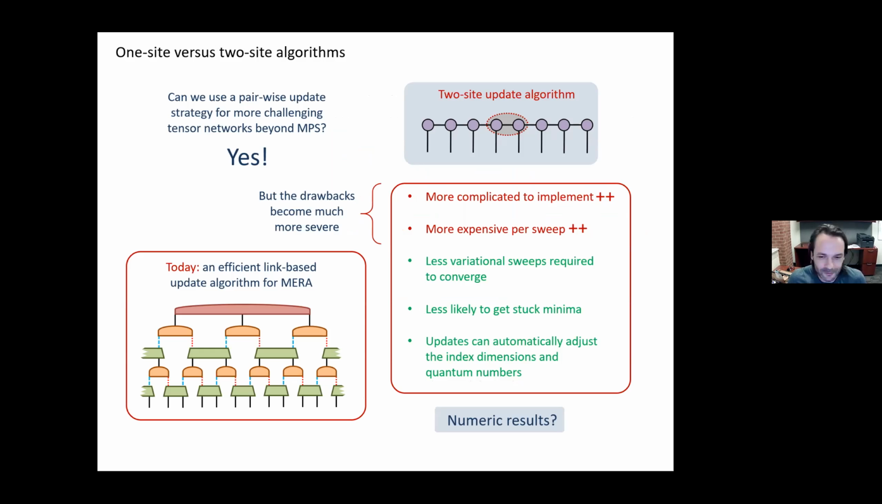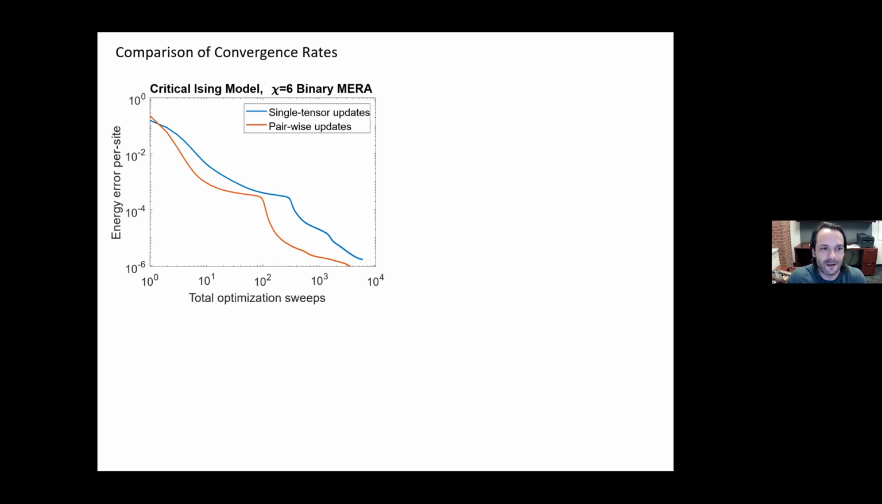Okay, so now I can show you some numeric results, convince you that this works and that it has some tangible advantages. I just have some basic results that are still being compiled for the paper. Here we have a critical Ising model, our usual test model. We have a small bond dimension mirror, and we're comparing the energy of the state we have to the exact energy, so the energy error as a function of how many optimization sweeps we've done. And this is a logarithmic scale on the optimization sweeps.